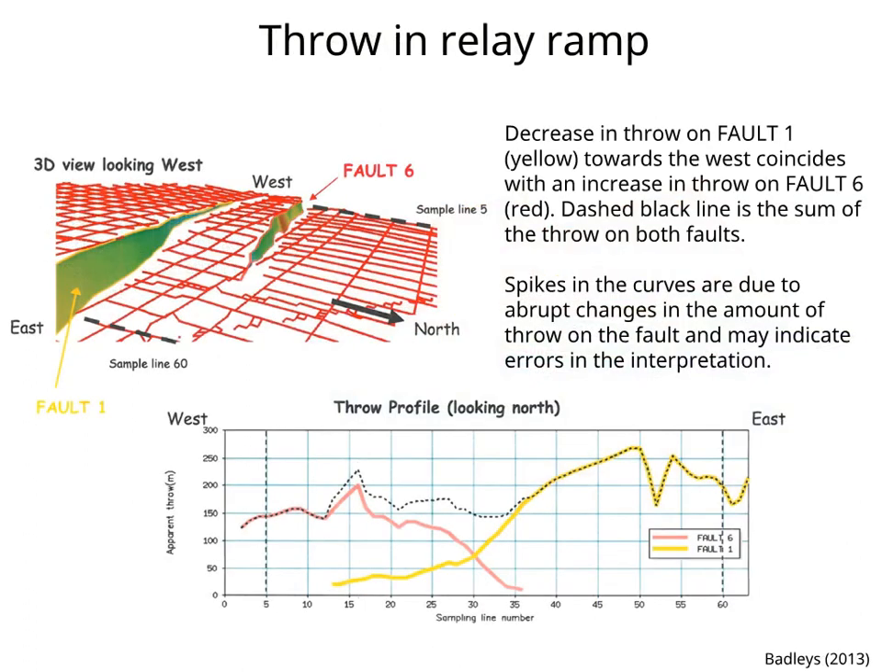Here is one example from seismic data. The relay ramp structure is bounded by faults 1 and 6. The throw profile illustrates the way displacement is transferred along the relay structure. The decrease in throw on fault 1 towards the west, which is the yellow line, coincides with an increase in throw on fault 6, which is the red line. The dashed black line is the sum of the throw on both faults.